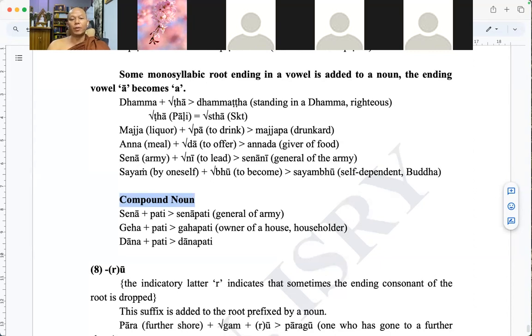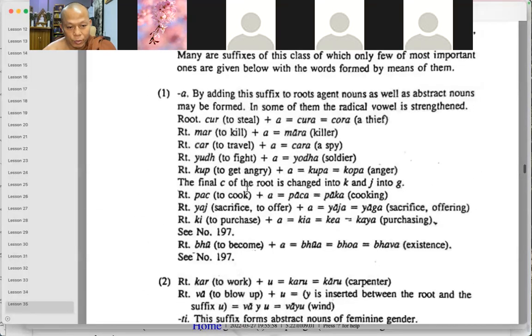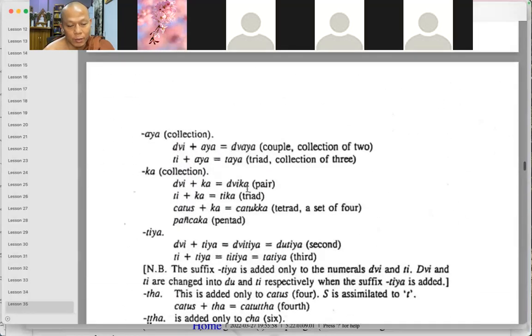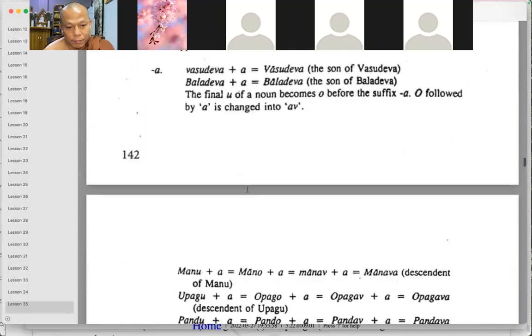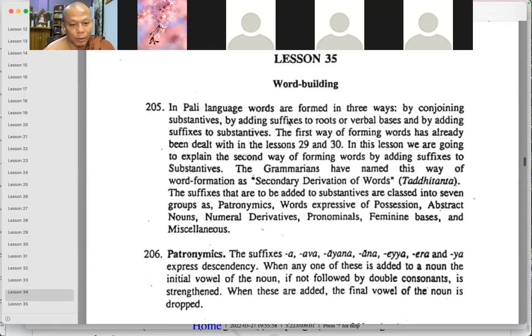That is why, at the very beginning, in this chapter or lesson, the order is also introduced. To build a new word, we have three ways. Word building: in Pali, a word is formed in three ways. By conjoining substantives, that means by adding two words, a compound word. The other is to form a word by adding a suffix, that is taddhita. And now the last part we are learning: to the root by adding a suffix we have a new word. So samasa, taddhita, and kitaka in Pali we form.